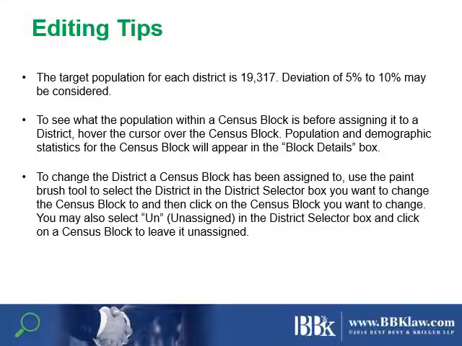Now, to see what the population within a census block is before assigning it, simply hover the cursor over the census block. Population and demographic statistics for that block appear in the block details box on your right. To change the district that a census block has been assigned to, you can use the paintbrush tool to select the correct district in the district selector and then click on the census block that you want to change. You may also unassign it by using the eraser button.